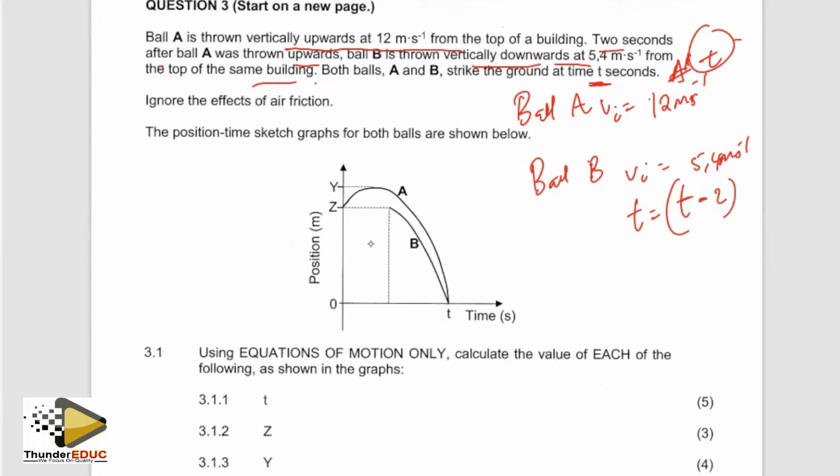Now, because they want us to use just equations of motion only to calculate the value of each of the following, they want us to get the t, the time when the 2 balls strike the ground. For that to happen, the 2 balls would have traveled the same distance. In other words, the displacement of the 2 bodies will be exactly the same. So delta y of A must be the same as delta y of B. I'm going to look at ball A first.